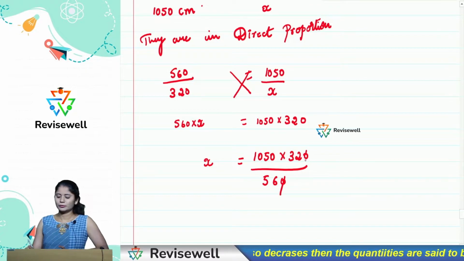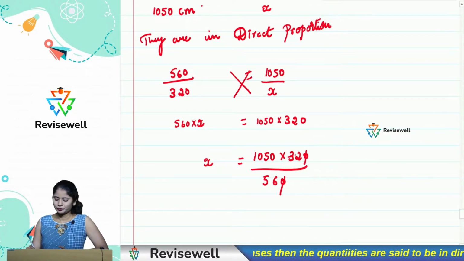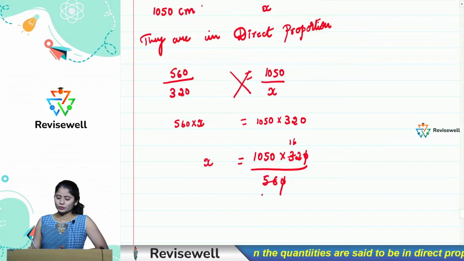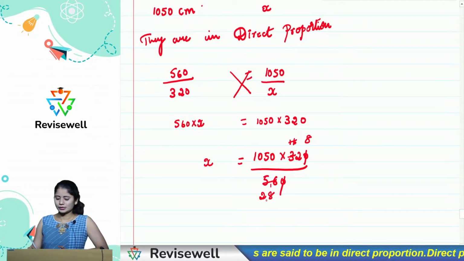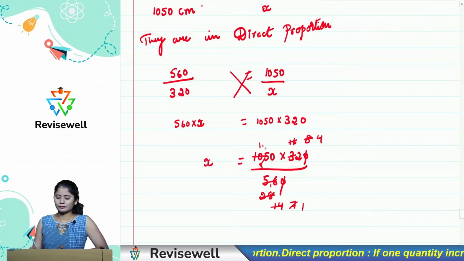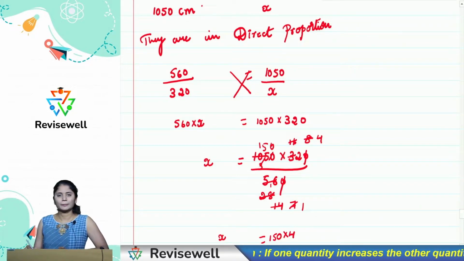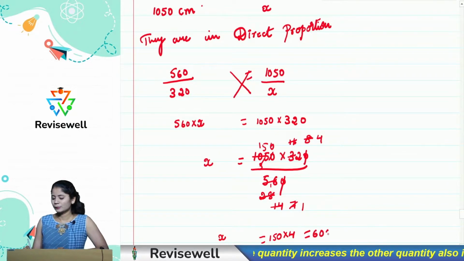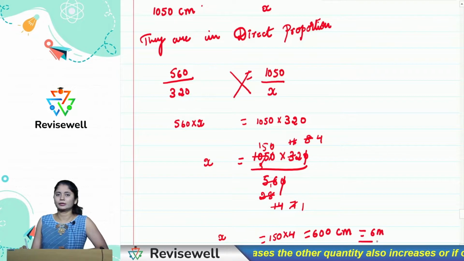Last zero of the number, I'll cancel it. 2 ones are 2, 2 sixes are 12. 2 twos are 4, 2 eights are 16. 2 ones, 2 fours, 2 fours are 8. 2 sevens are 14. 7 ones, 7 ones, 3 remains. 7 fives are 35. 7 zero. So what is left out? x will be equal to 150 multiplied by 4, which on multiplication will be 600 centimeters, or you can write it as 6 meters.